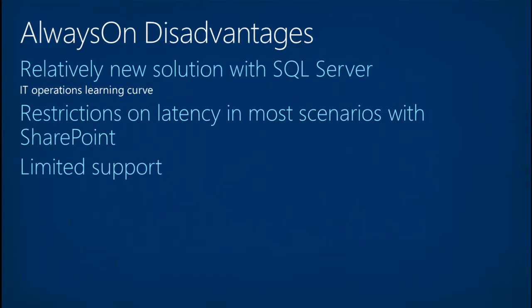So you do have some latency restrictions because you are mirroring if you're using availability groups, and from a limited support perspective, we have not yet published what the limits will be for Always On in SharePoint 2013 databases. Hopefully the answer is we support all databases across all ranges of support.